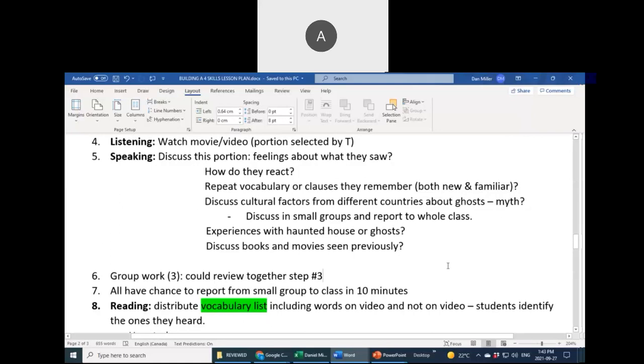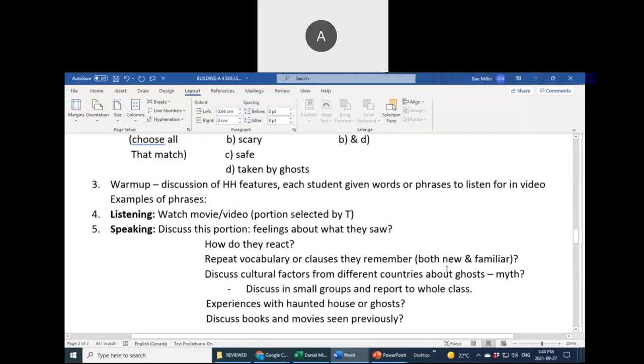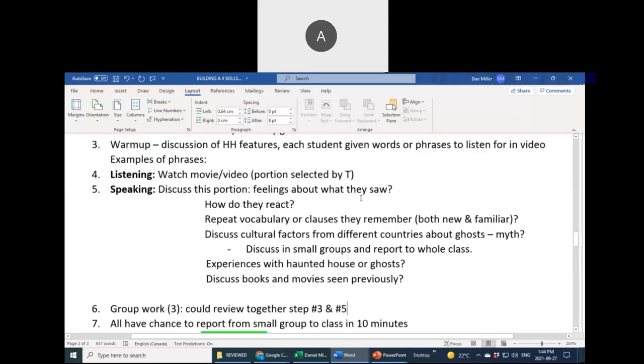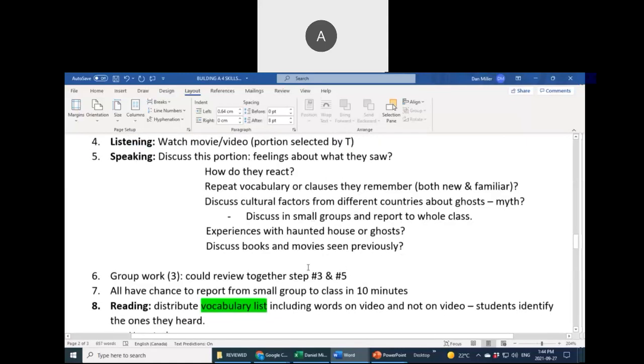So now that we've added some things, we're going to put here that they've done some group work, 3 in a group, and then review steps number 3 and number 5. Number 3 was where the students were given the words or phrases from the video, and you've got examples listed here of what you're handing out for them to watch for. So you review that, and then we also do a class review of these conversations they had in small groups.